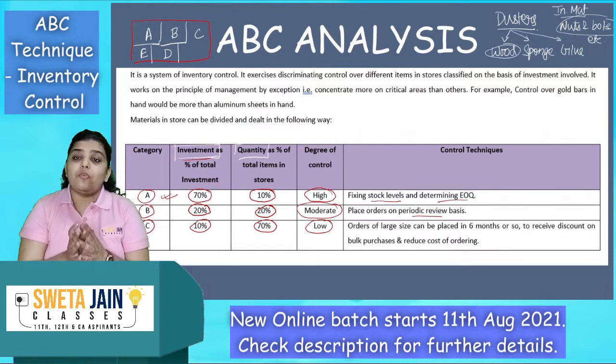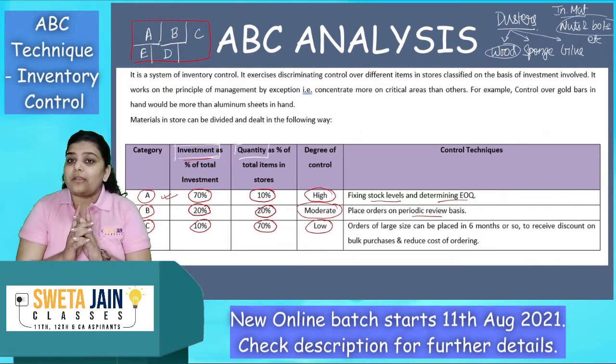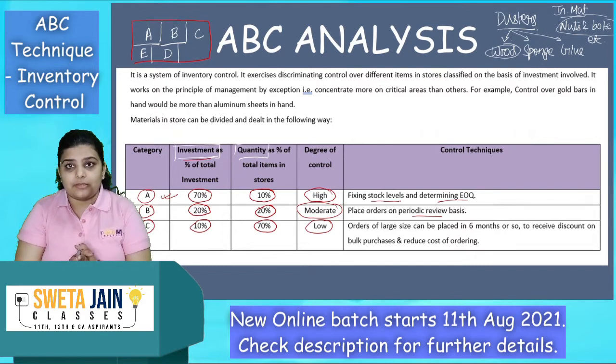So I'm not going to bring EOQ for nuts and bolts. I'm not going to calculate EOQ. I'm not going to calculate the stock levels for category C. But for category A, where the investment is high, I'm going to follow all the inventory control methods.